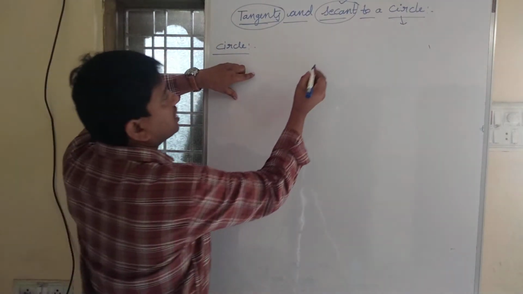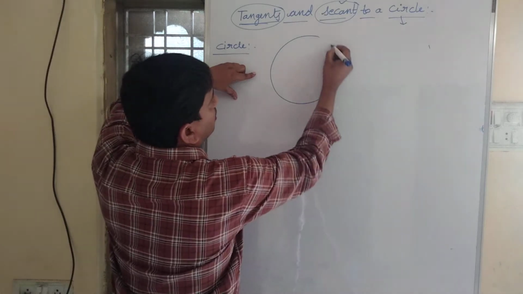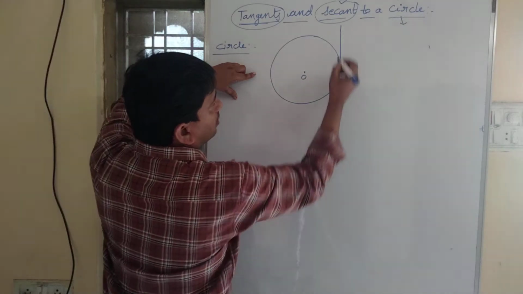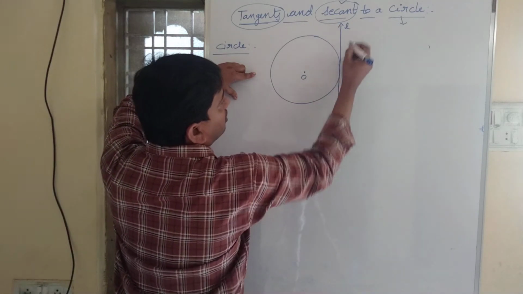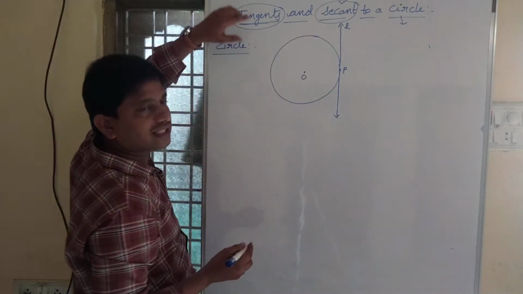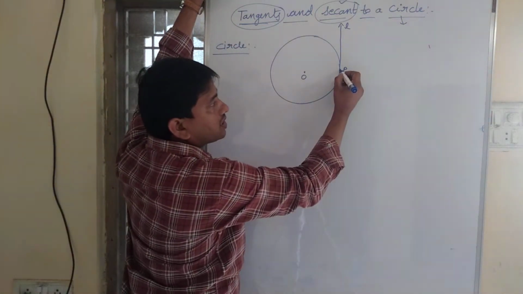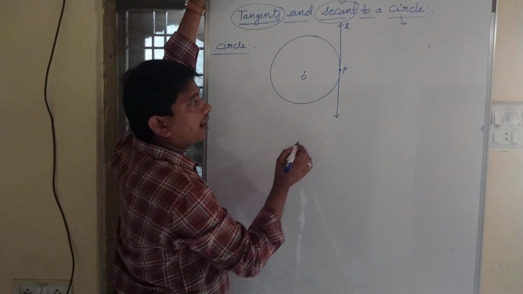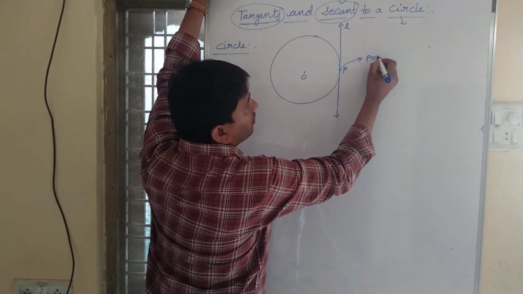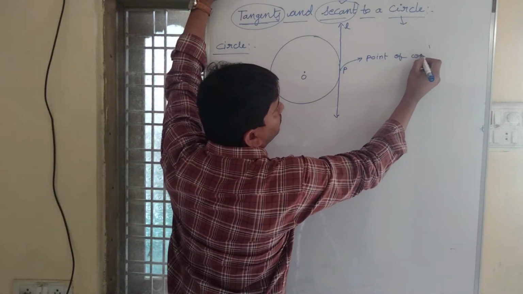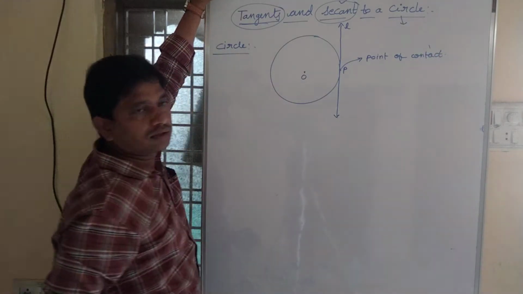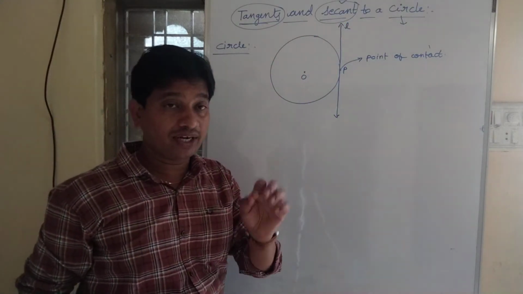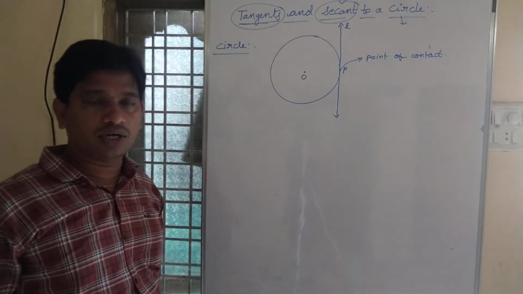Now see, this is our circle with center O, and this is the line L which intersects the circle at point P. This point P is common to both the circle as well as the line, and this point is called the point of contact. The point which is common to both the circle as well as the given line is said to be the point of contact.